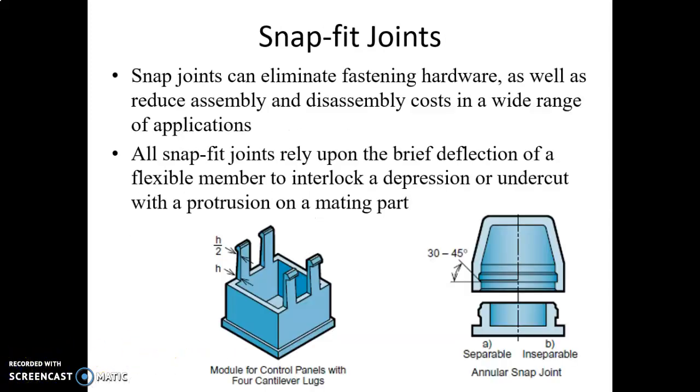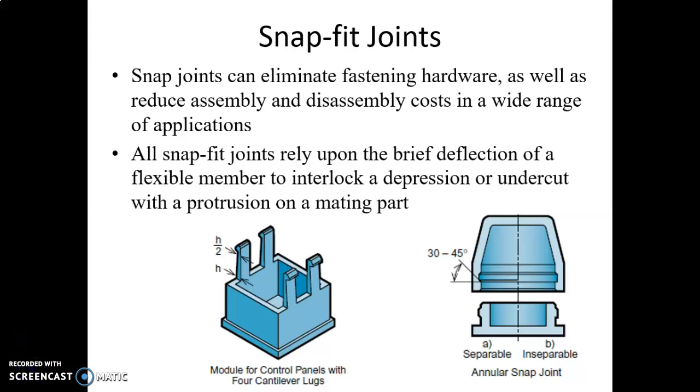We look at the snap fit joint. Both economical and versatile, snap joints can eliminate fastening hardware as well as reduce assembly and disassembly costs in a wide range of applications. Although they vary in appearance, all snap fit joints rely upon the brief deflection of a flexible member to interlock a depression or undercut with a protrusion on a mating part.